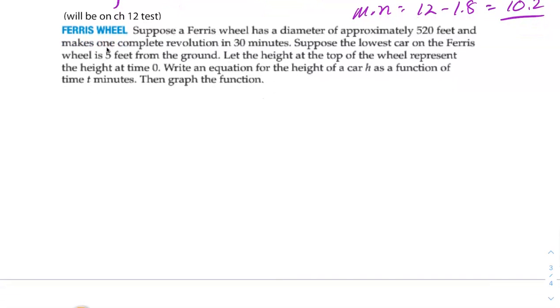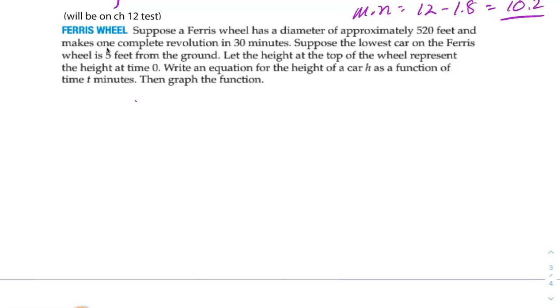Actually, I don't think that's true anymore, but it was definitely true at the time. Suppose the Ferris wheel has a diameter of approximately 520 feet. It makes one complete revolution in 30 minutes. Suppose the lowest car on the Ferris wheel is 5 feet from the ground. Let the height of the top of the car be represented by time 0. Write an equation of the height of the car function.